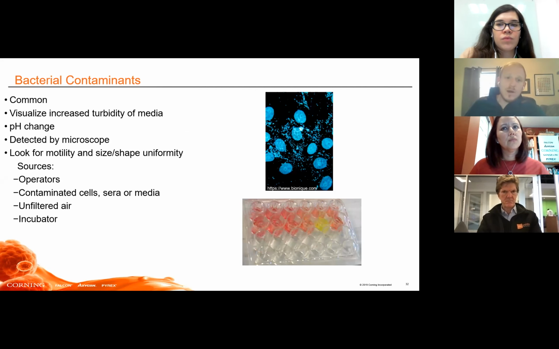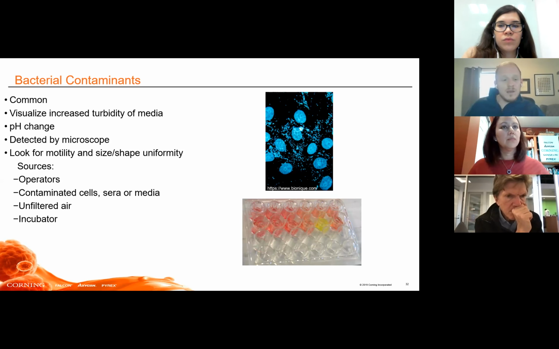So bacterial contaminants are quite common. You can usually visualize them by seeing a change in the turbidity of the media or a pH change. And oftentimes you can actually detect them by looking at your cell cultures under the microscope. You're going to look for motility and size or shape, uniformity. And some of the common sources of bacterial contamination are operators, cells that have already been contaminated when you bring them into the lab, raw materials such as sera or media, unfiltered air, or the incubator itself.